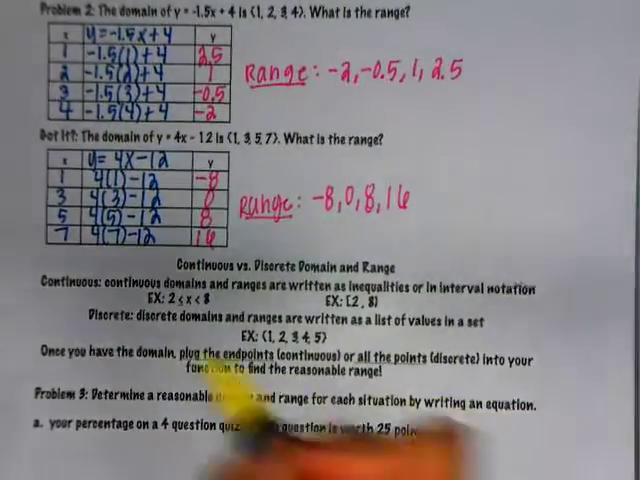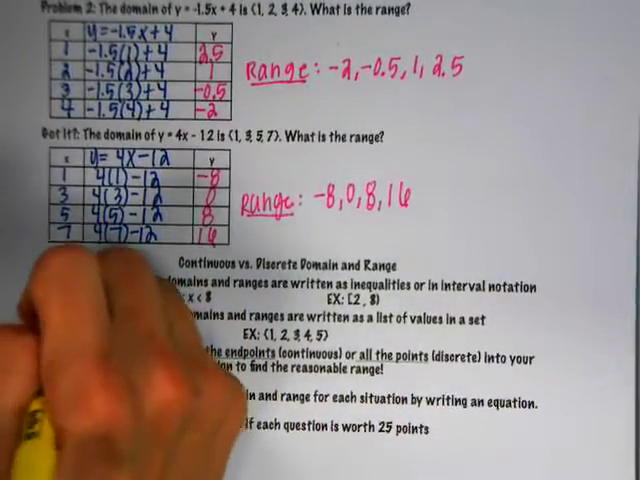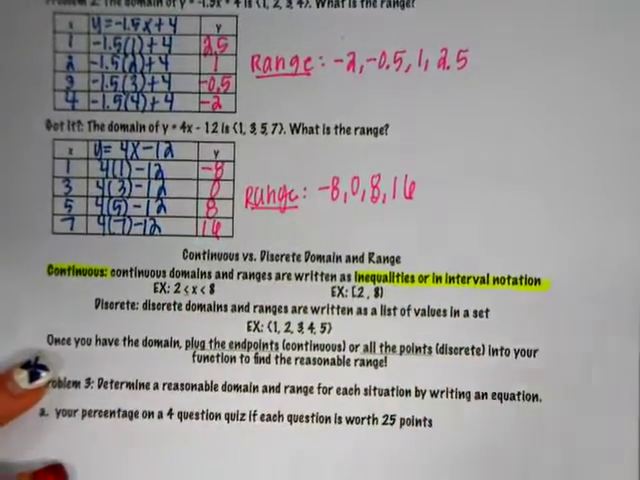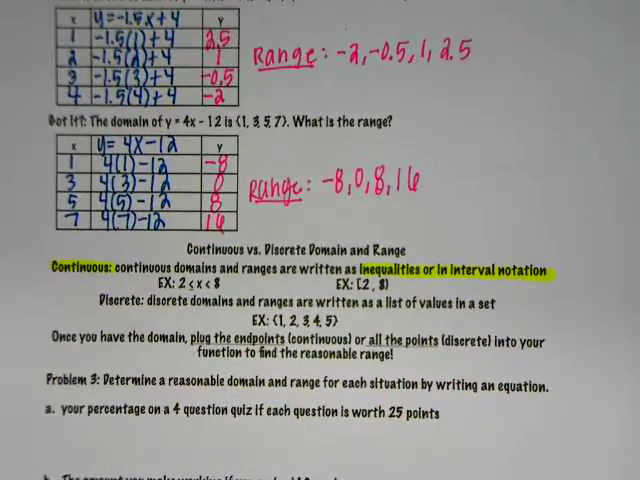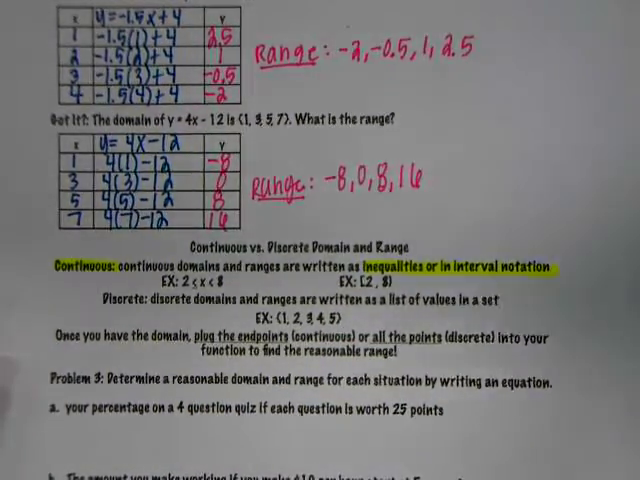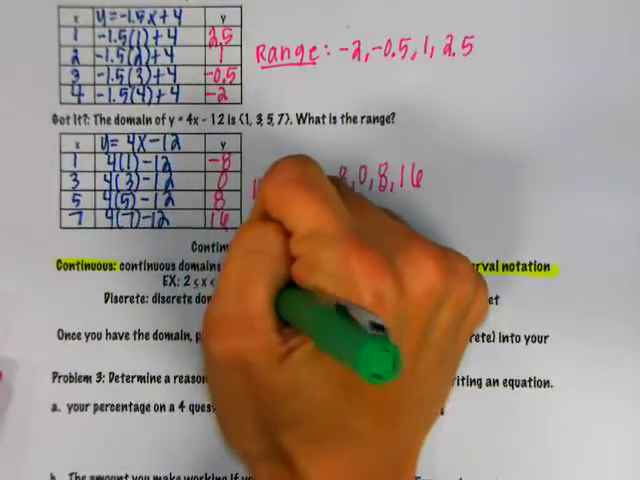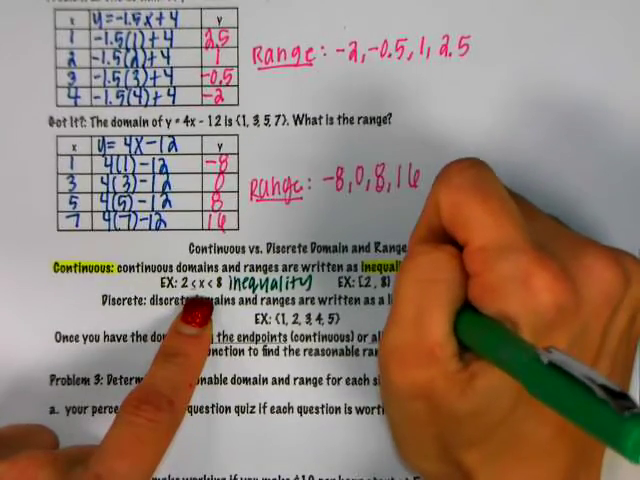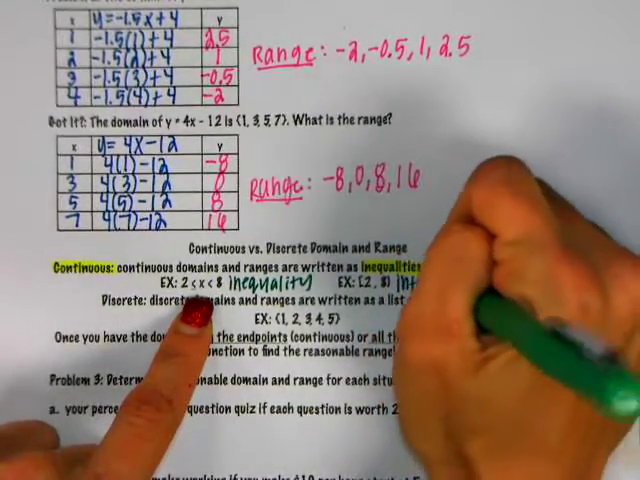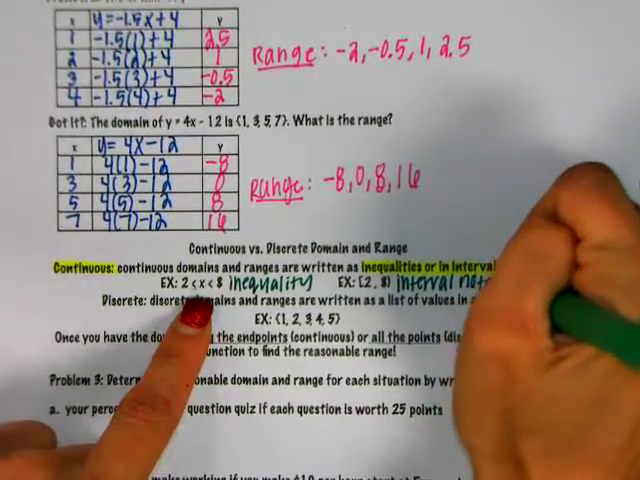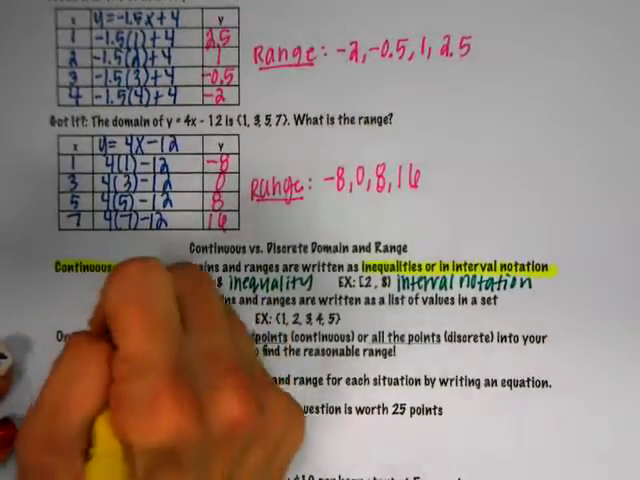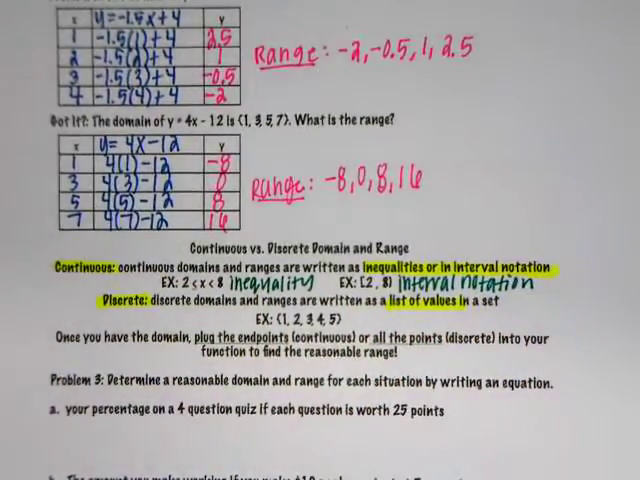So continuous, they're going to be written as inequalities or interval notation like this. All you're doing is finding the smallest one and the biggest one, the endpoints, and then it's going to include everything in between, okay? So this one would be an inequality, if you wanted to write it like that, and then this would be interval notation. I need you to know both, okay? And then for discrete, when it's just the points, we can write those as just a list of values. So just listing out all the numbers.